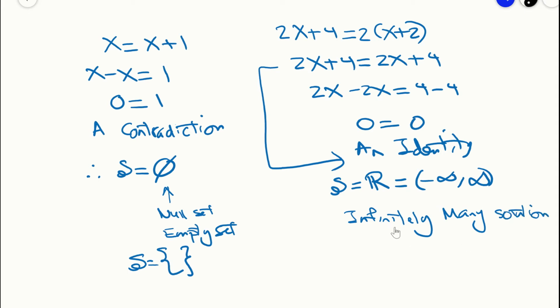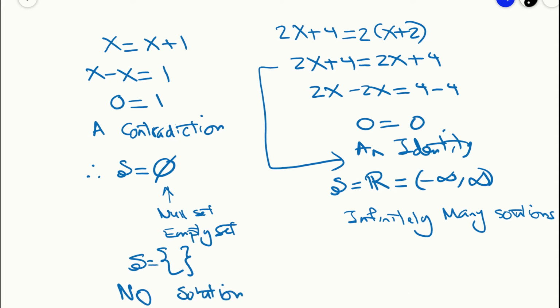Sometimes people incorrectly say infinity many solutions. No, you don't use the word infinity in that way. If you're going to say a problem or an equation has infinitely many solutions, then you write it like this: infinitely many solutions. That's plural, okay? Like that. This one, of course, has no solution.